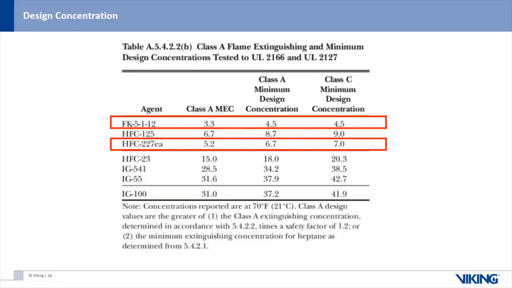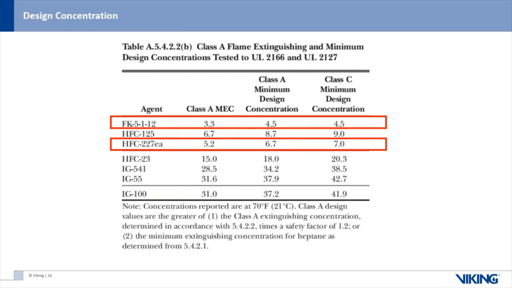And if you look down below, it says Class A extinguishing concentrations are determined in accordance with 5.4.2.2 times a safety factor of 1.2. So if we look at the design concentration for Class A, it's different than the minimum extinguishing concentration. So you look at the FK-5-1-12, it's 3.3 MEC, minimum extinguishing concentration, and 4.5 Class A design concentration. So what we've done here is we've added a safety factor for 4.5%. You see that a lot of times with specifications, and they say you'll have a safety factor of 1.2 times, and what they're talking about is 1.2 times the minimum extinguishing concentration.